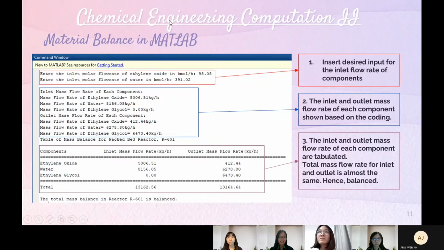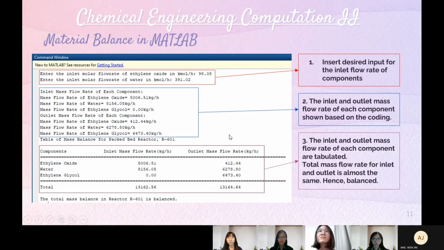Continuing with the computation part of our project, we use MATLAB program to determine the parameters like concentration, flow rate, material, and energy balance. In this part, shown is an example of calculation for material balance in packed bed reactor done by using MATLAB software. At first, we type out the coding to calculate the material balance.